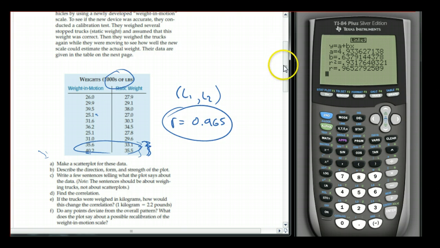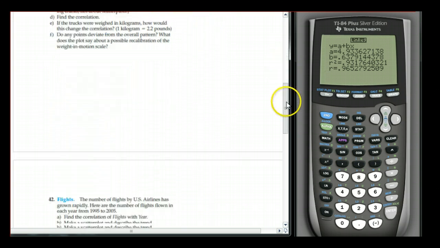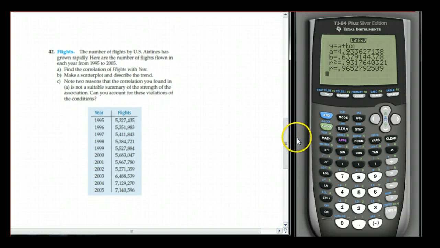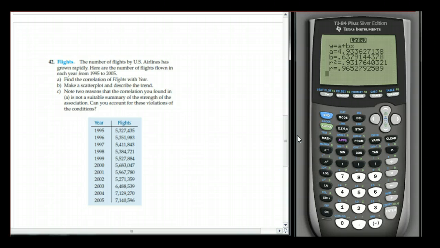Okay, let's move on to the next one, number 42. Let me make one good point here. The number of flights by U.S. airlines has grown rapidly, as we expect it to be. Any company tends to grow if it's doing well.